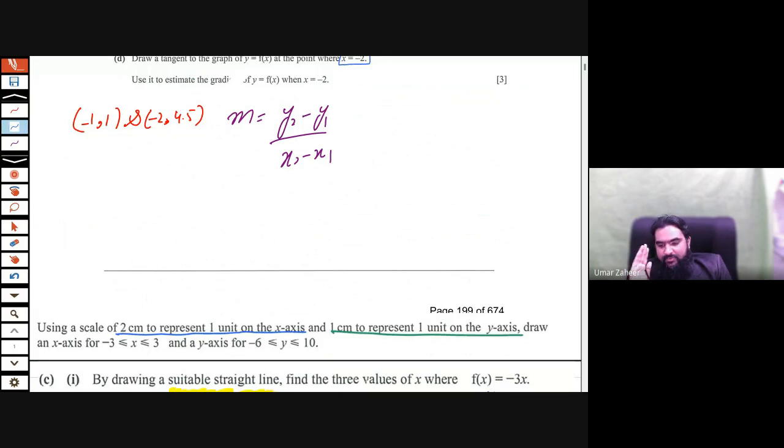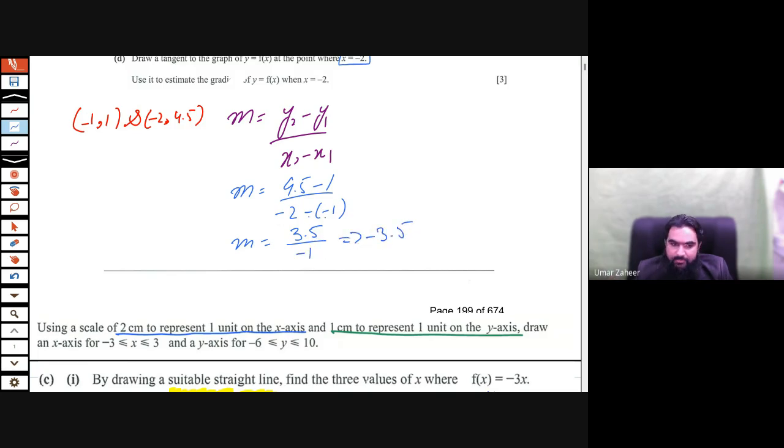He says that you have to draw the tangent line. I have drawn it. He says that you have to find the gradient. I'm taking 2 points. Now I'm going to find the gradient. So m is equal to y2, 4.5 minus 1, divided by minus 2 minus minus 1. 4.5 minus 1 is 3.5, divided by minus times minus is plus, so it is minus 1. So that is minus 3.5.